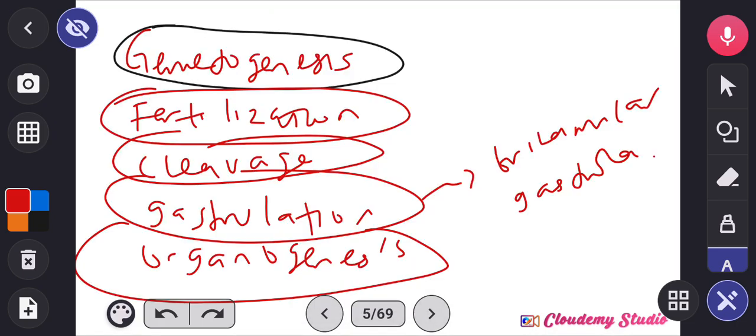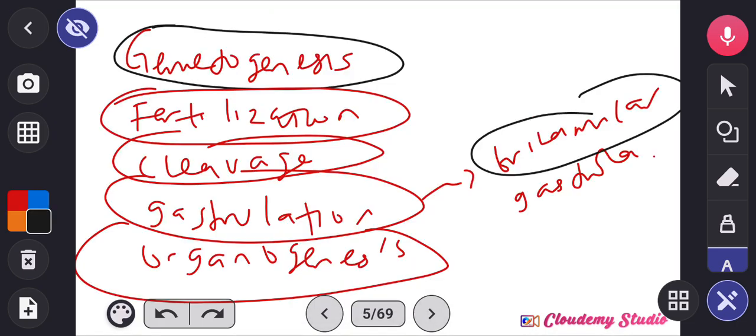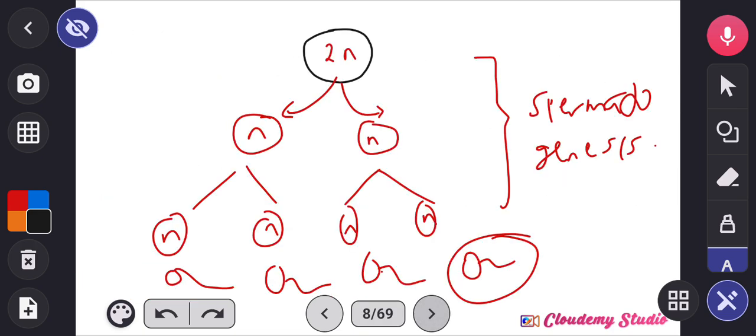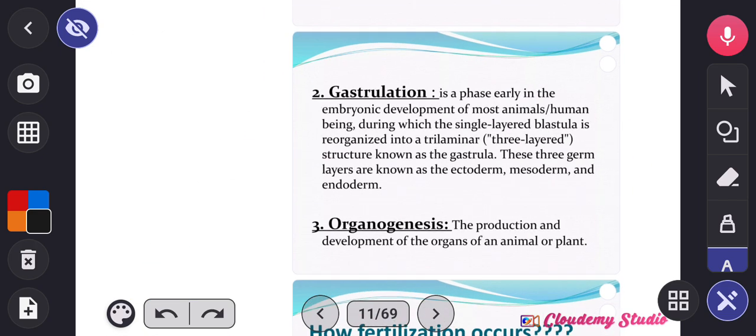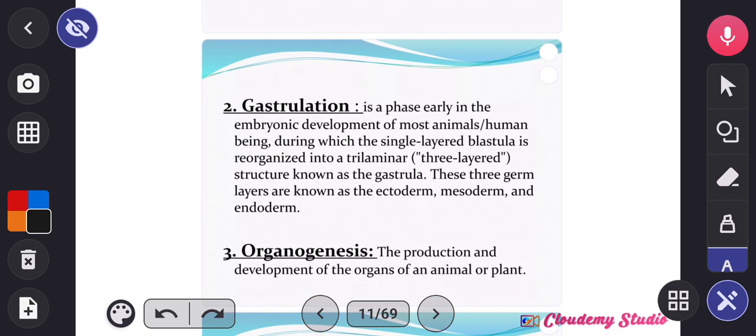Yes, a trilaminar structure called the what? Called the gastrula. That is what they are trying to say here. So it is given a what? A trilaminar structure called the gastrula. And these germ layers are referred to as the outer ectoderm, the middle mesoderm, and the inner endoderm respectively.